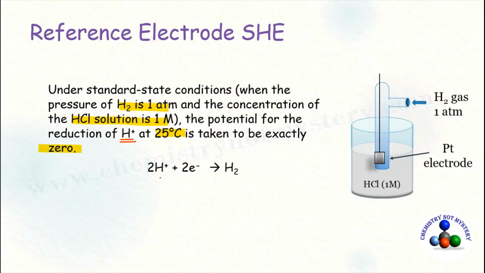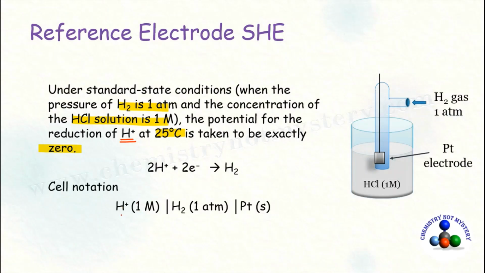Now let's try to write the cell notation for this electrode. So here H plus converts into H2. So here you will write H plus ion, then place a vertical line, then write H2. H2 is a gas and its pressure is 1 atmosphere. H plus ion is present in the aqueous phase and H2 is a gas. So there is a phase difference. So here you have to place one vertical line that represents the phase boundary.